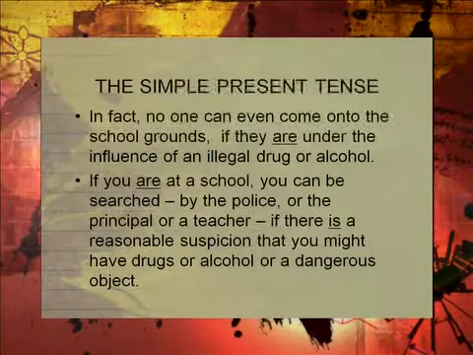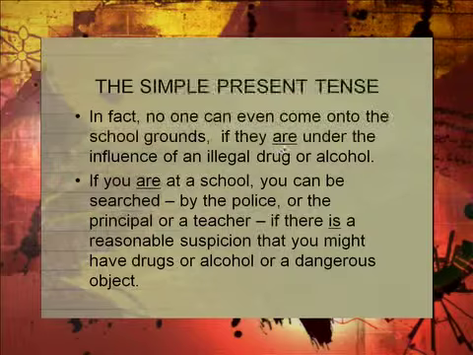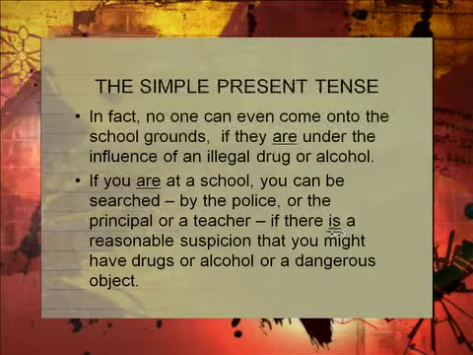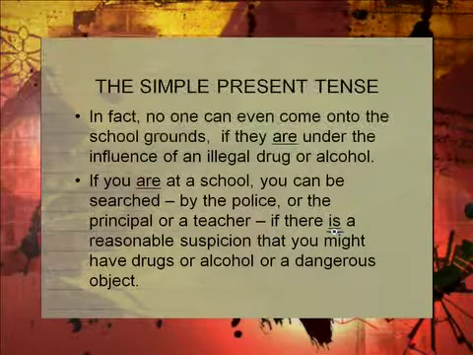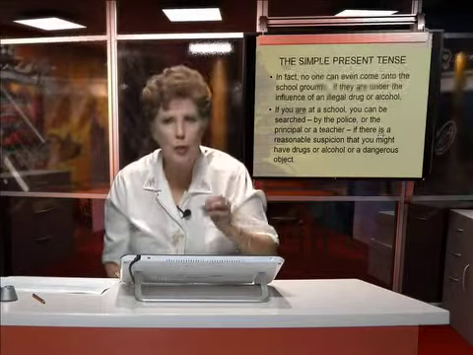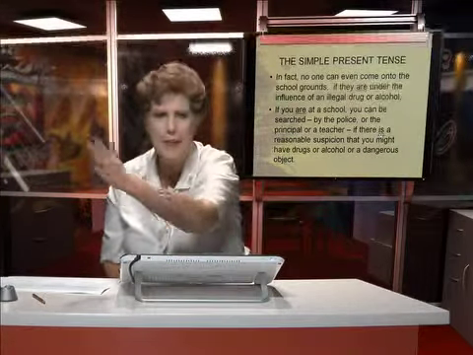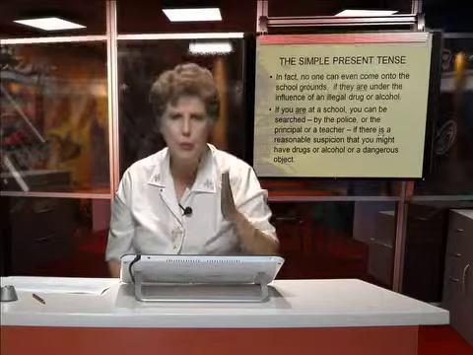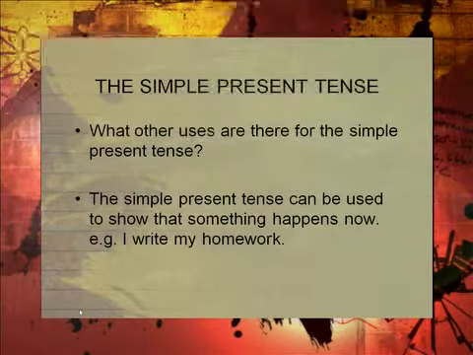Look at are. If you are under the influence of an illegal drug, if you are at school. If there is a reasonable suspicion. Again, these verbs are in the simple present tense because it is always true. If this happens, then this. It's always true. What other uses are there for the simple present tense?